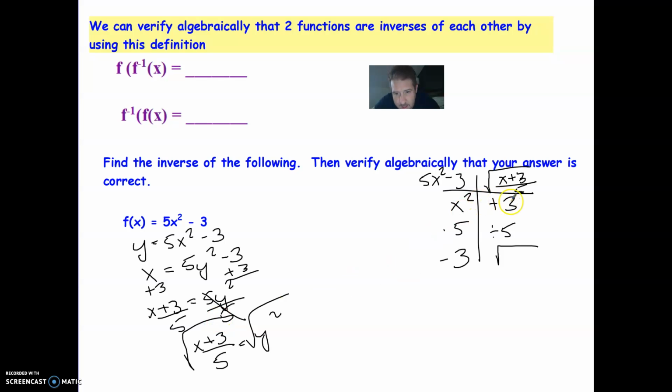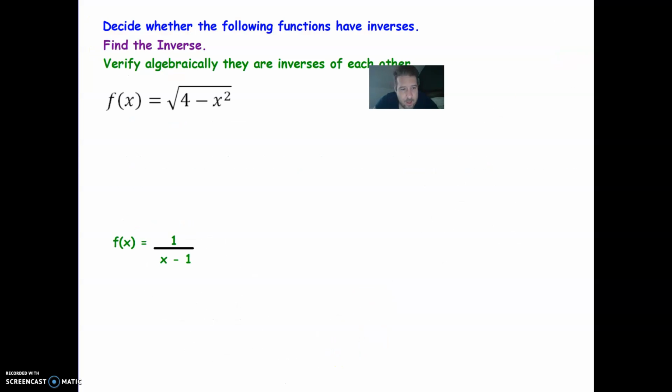root of both sides, and ladies and gentlemen, yes, we have the exact same thing. These cancel out, so you end up getting y equals the square root of x plus 3 divided by 5, which is the exact same thing we had gotten doing the other way. So these are inverses, and we have proved it algebraically as well.